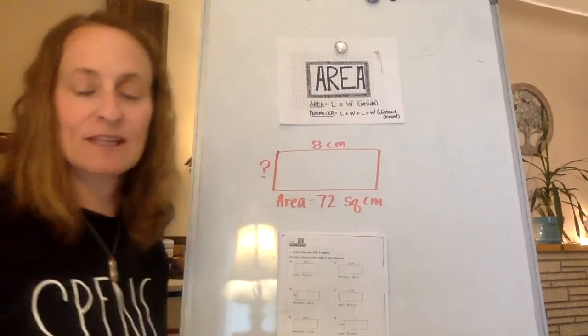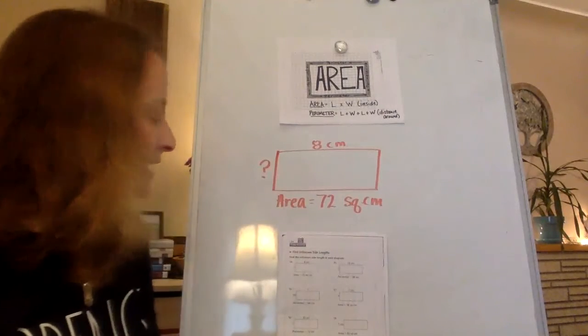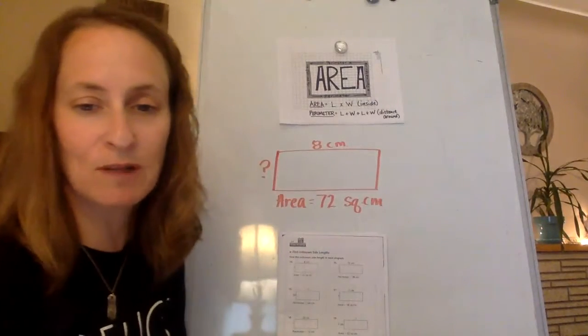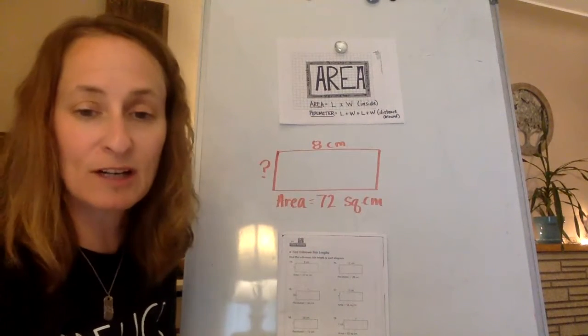Okay, here's our daily math lesson for Thursday, May 21st. What we're going to talk about today is how do I solve a problem when there's an unknown side length? Not all the lengths are given in the problem.